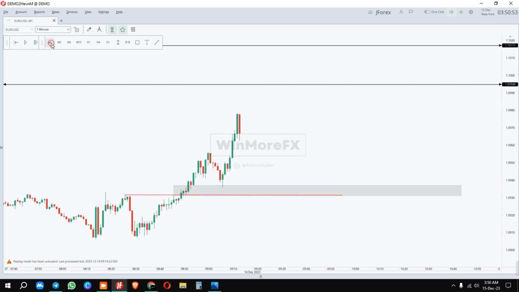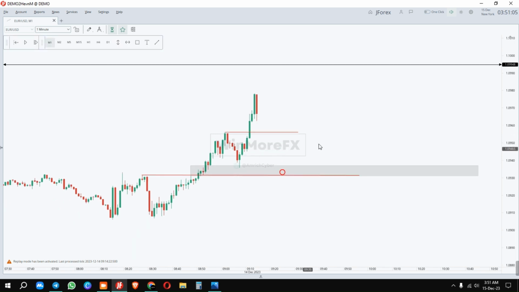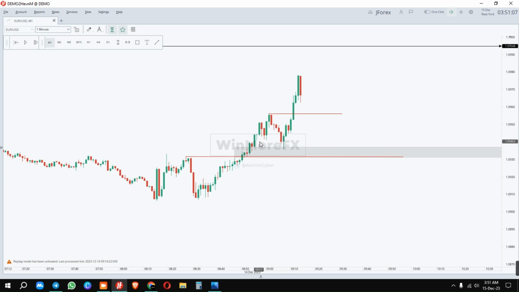So, and I saw this another breaker block. This is a breaker block. The difference between a breaker block and mitigation block is that a breaker block takes a low. You see, it took a low before breaking the high. That makes it a breaker block.